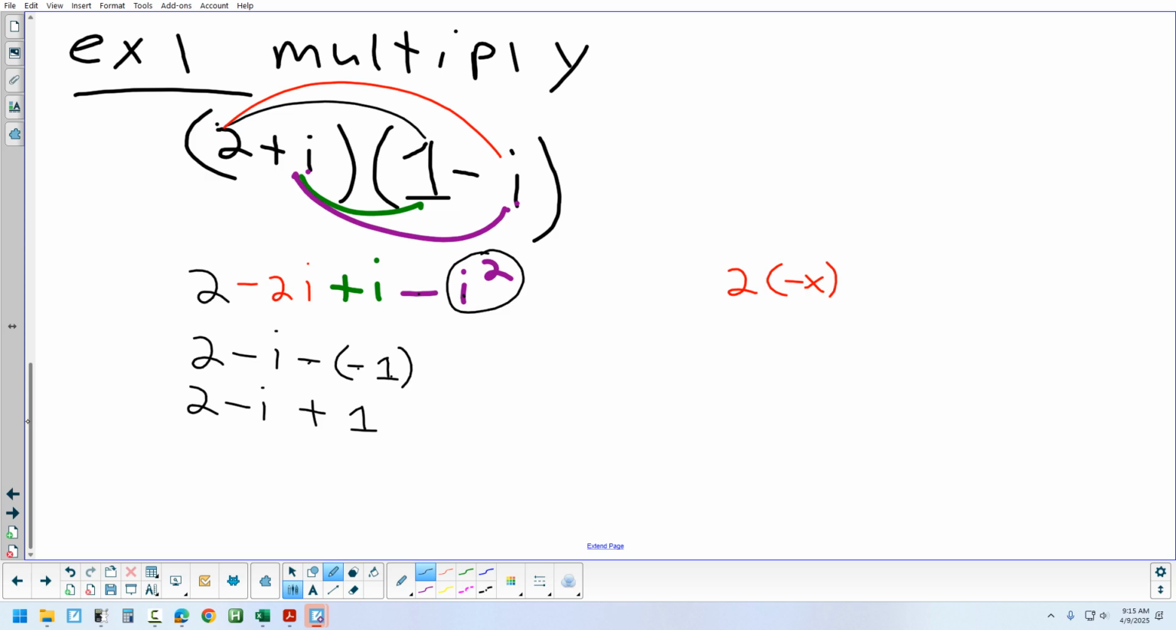And now we have one last step. There's two terms there we can combine together. What are the two terms that are left you can put together? What's a positive 2 and a positive 1? 3, and the minus i stays right there. That's how you multiply two complex numbers together. All right, we'll try one more, but any question on that one?